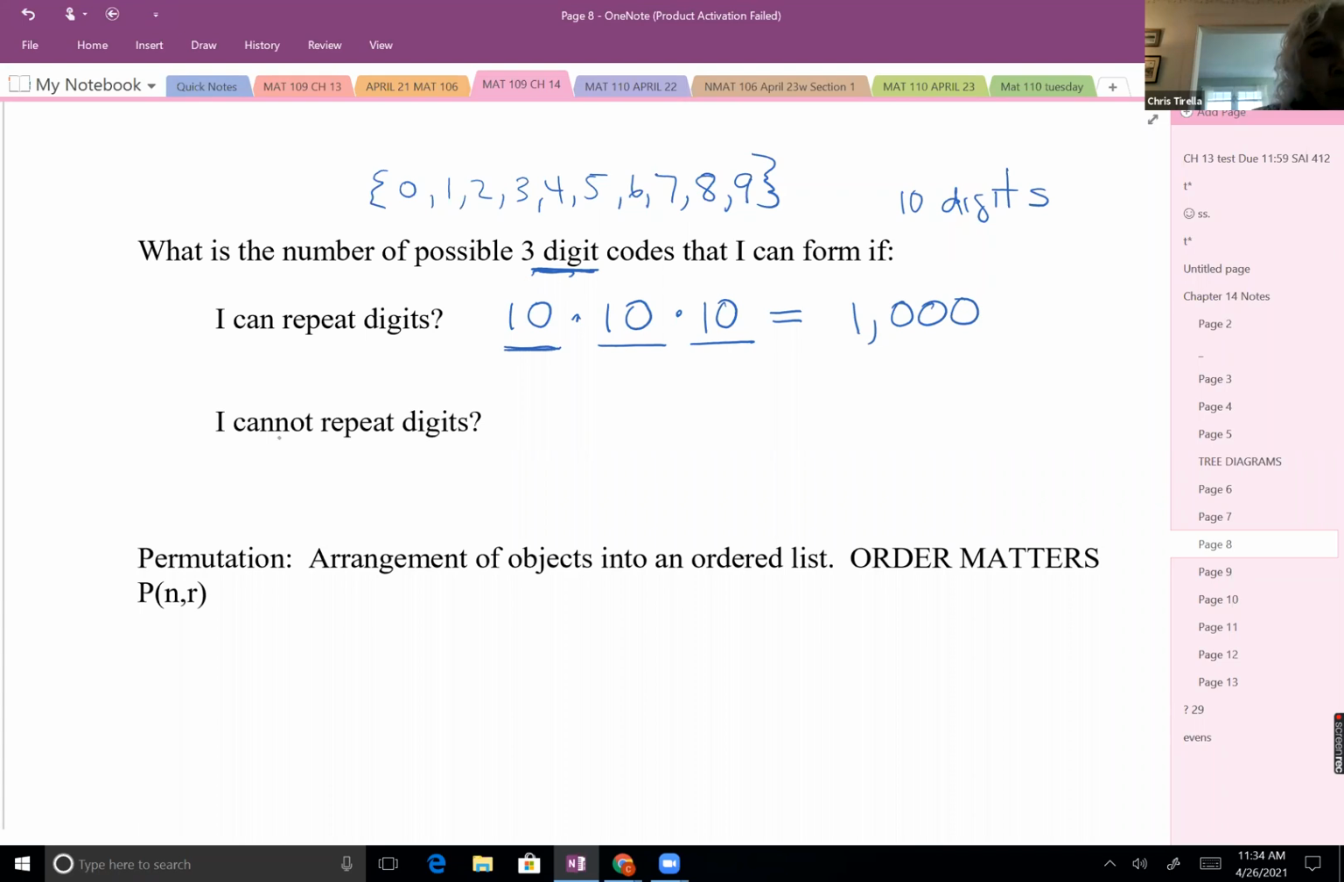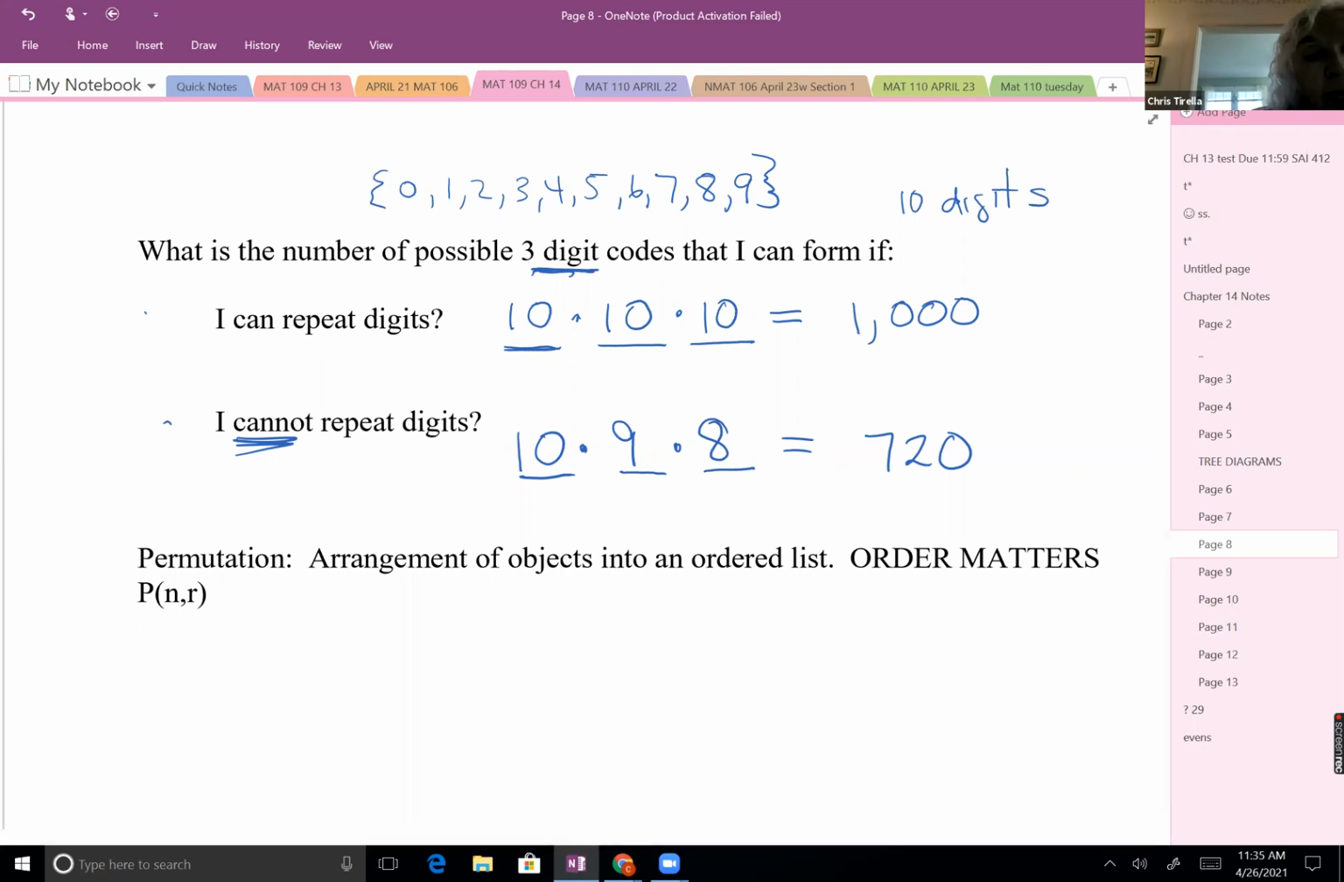The second part of the question says I cannot repeat. So after I used up one of the numbers, I can't put it back in the mix. And so here for the first digit, I have 10 choices. For the second digit, I have 9 choices. And for the third digit, I would have 8 choices. And this would multiply into 720. And is everybody all right with the difference between those two? Yes.